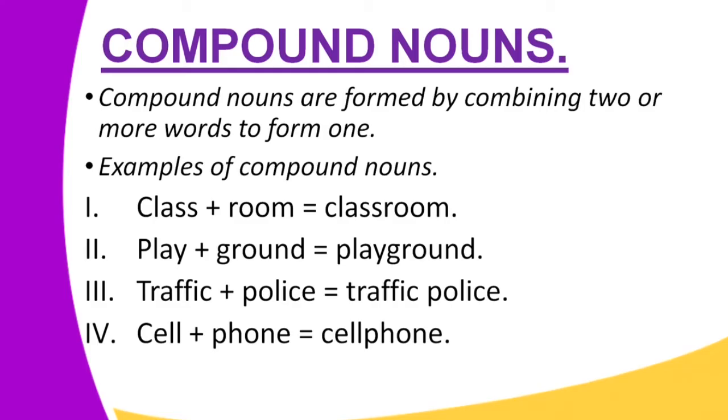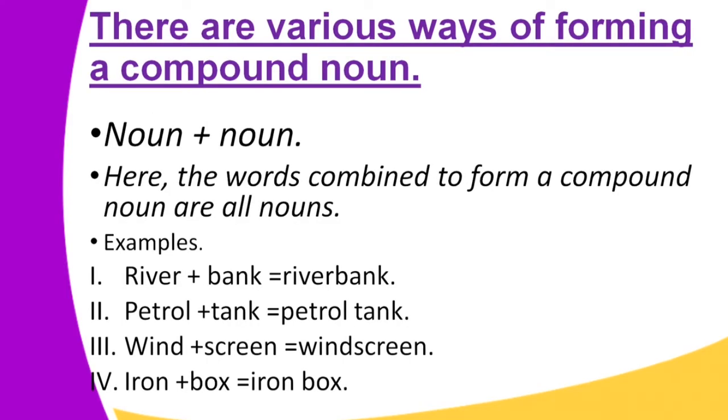We have traffic and police, 2 words being combined to form the compound noun traffic police. And lastly, we have cell and phone being combined to form cell phone. There are various ways of forming a compound noun. One, we can form a compound noun by combining a noun and another noun. Here are words combined to form compound nouns, and both of them are nouns.